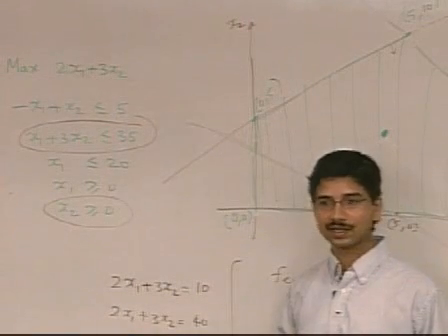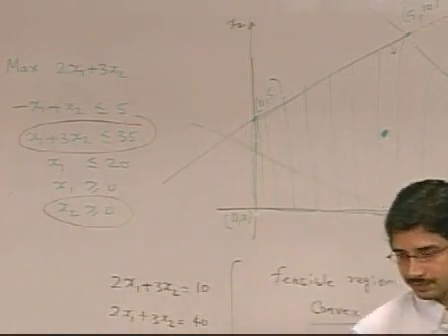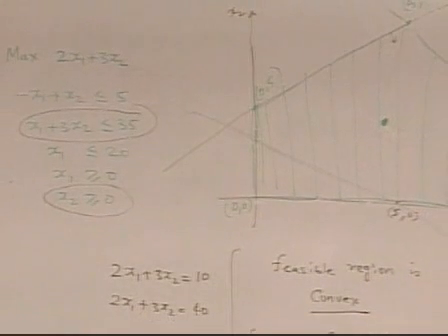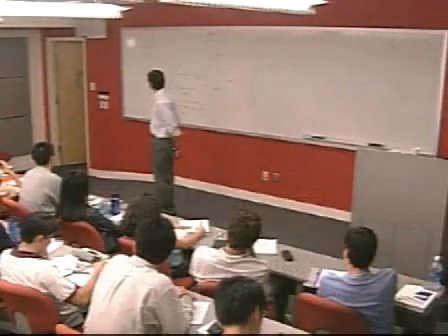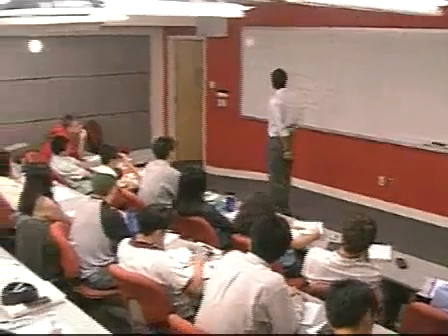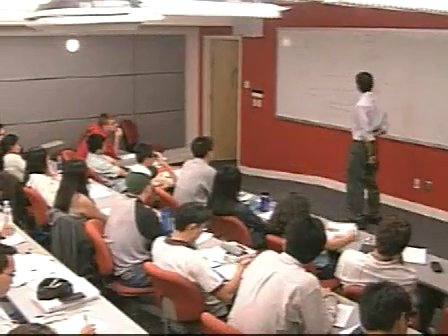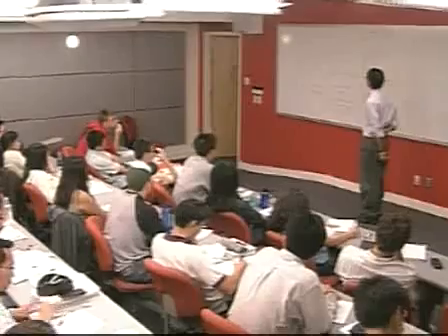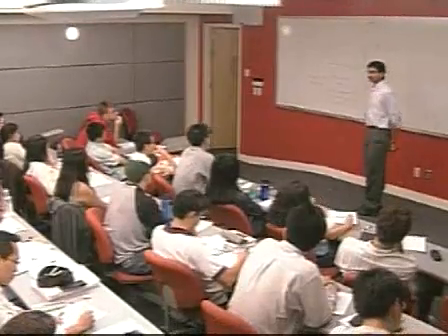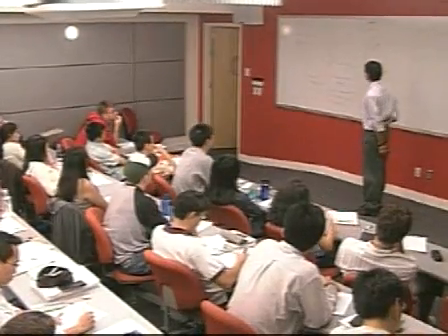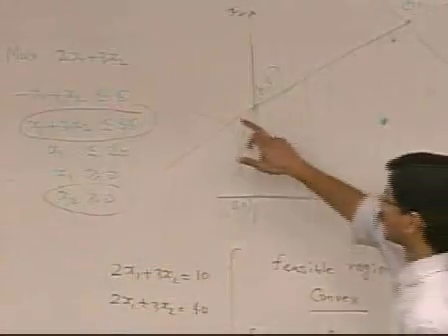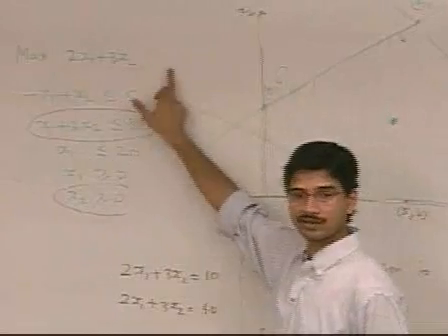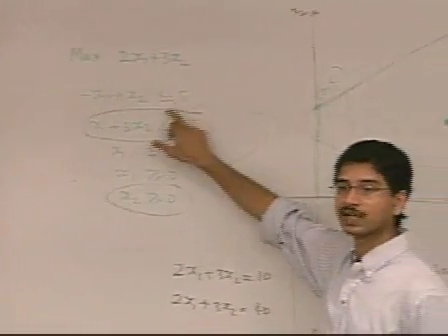Yes, I have a relevant question to ask. What if we change the direction of the inequality in the first equation? Minus x1 plus x2 is bigger or equal to 5. What will happen? Okay, so the question is, what would happen if we reverse the direction of this inequality?